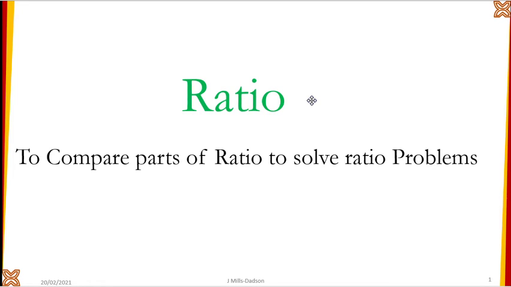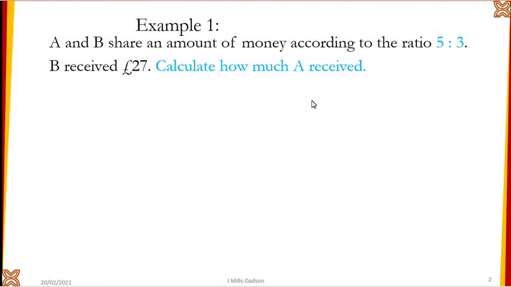This is lesson 3 on ratio, and in this lesson we'll be talking about how to compare ratio to solve problems. So let's look at an example. A and B share an amount according to the ratio 5:3, and B received £27. How much does A receive?